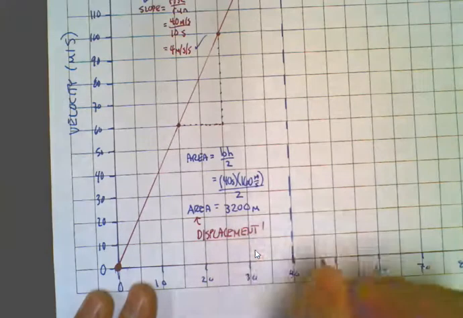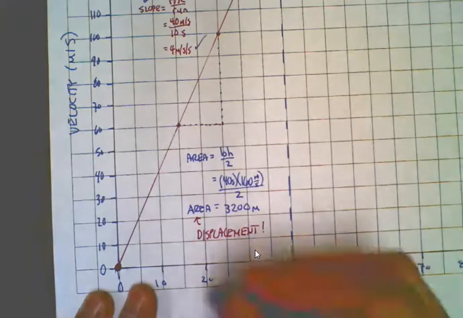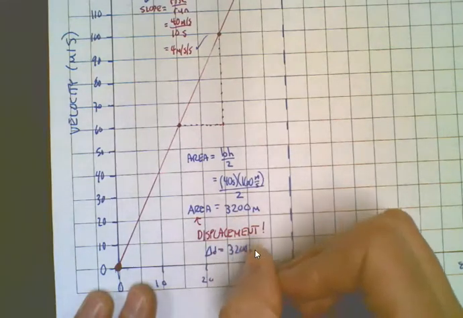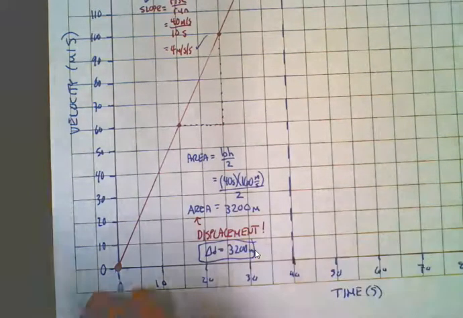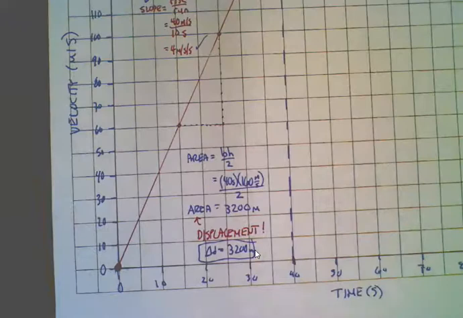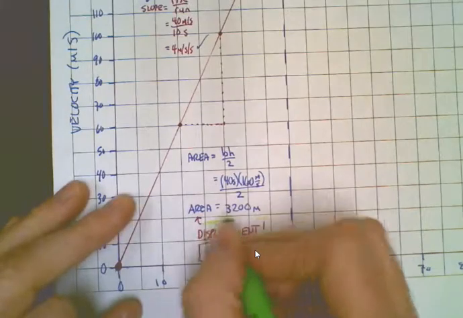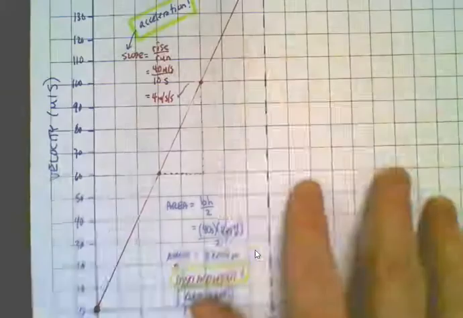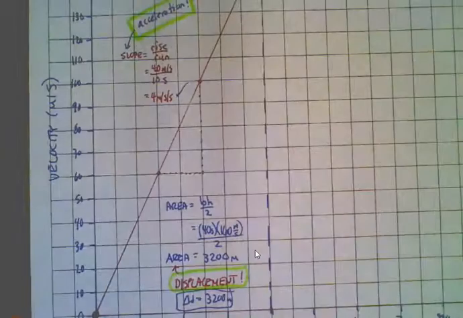It's the displacement. So therefore, the displacement of the object during this time is 3,200 meters. That's a key concept. So it turns out that for speed time graphs, the displacement is just the area that's bounded by the motion. That's it.